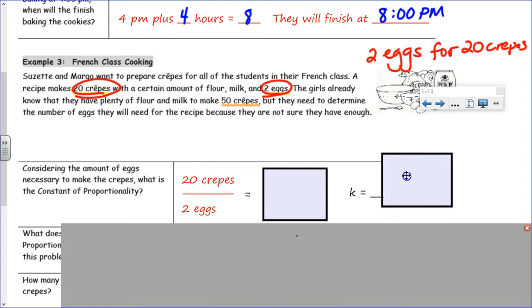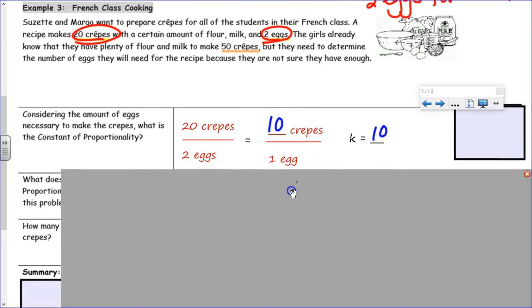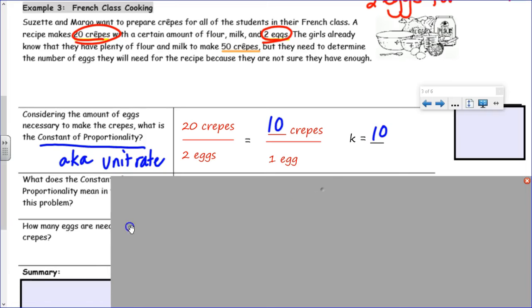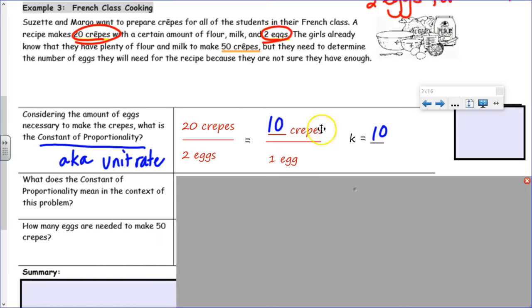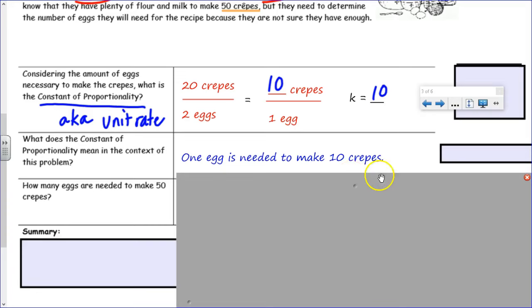Okay, if 2 eggs make 20 crepes, then how many crepes can I make with 1 egg? If you're good at your equivalent ratios and equivalent fractions, you can see that that's being cut in half. So that would be 10 crepes for 1 egg. So the constant of proportionality is 10 because that's the unit rate. Remember, constant of proportionality, aka unit rate. So what does the constant of proportionality mean in this problem? Right here, it's 10 crepes per egg. So 1 egg is needed to make 10 crepes.